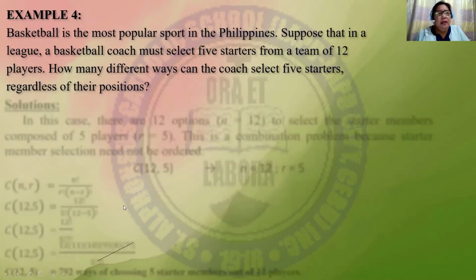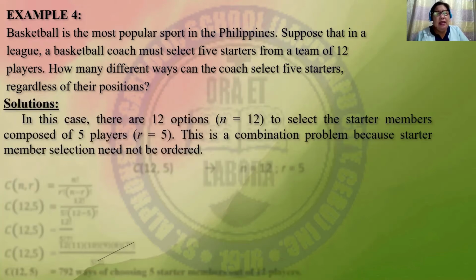Example number 4. Basketball is the most popular sport in the Philippines. Suppose that in a league, a basketball coach must select 5 starters from a team of 12 players. How many different ways can the coach select 5 starters regardless of their positions? For the solution, in this case, there are 12 options, so n is equal to 12. To select the starter members composed of 5 players, r is equal to 5. This is a combination problem because starter member selection need not be ordered. So we have n, which is 12, and r equals 5.